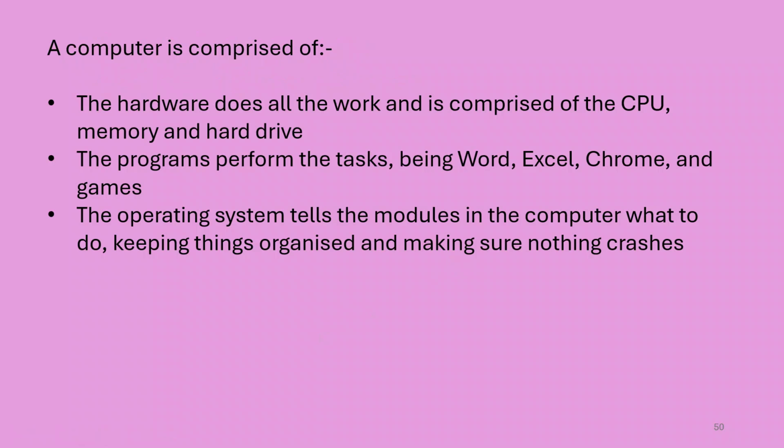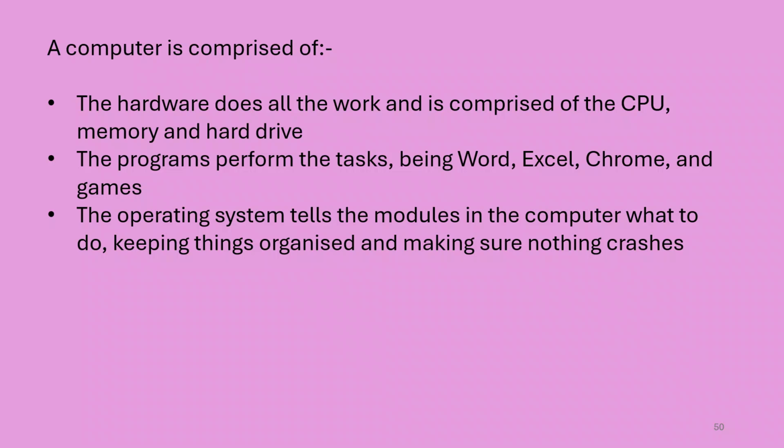So a computer is comprised of the hardware, which does all the work and is comprised of the CPU, memory, and hard drive. The programs perform the tasks, being Word, Excel, Chrome, and games. The operating system tells the modules in the computer what to do, keeping things organized and making sure nothing crashes.